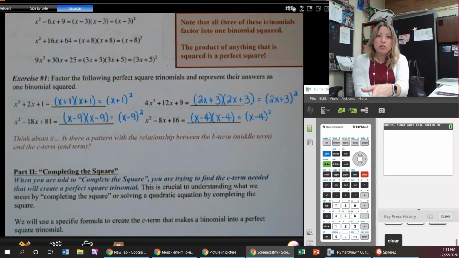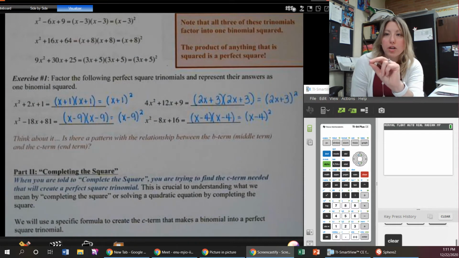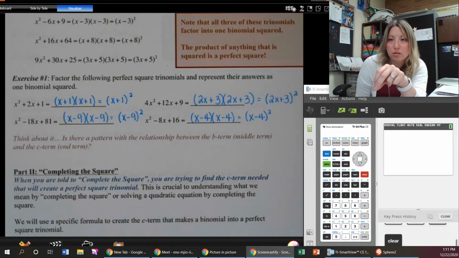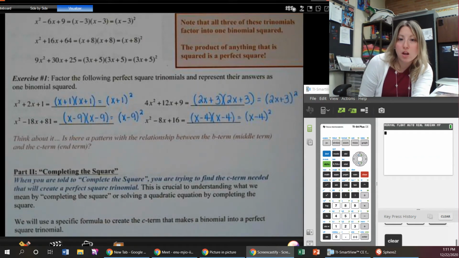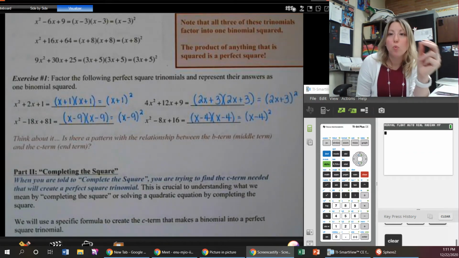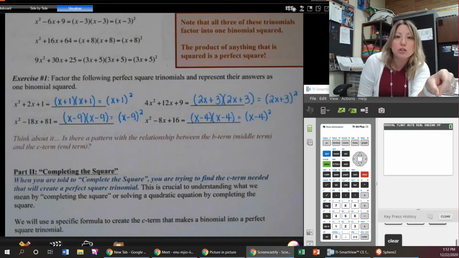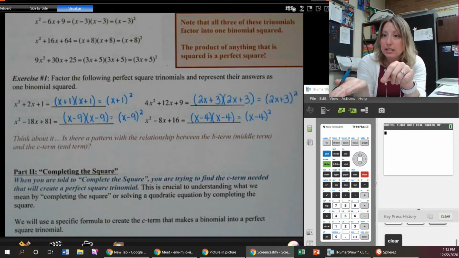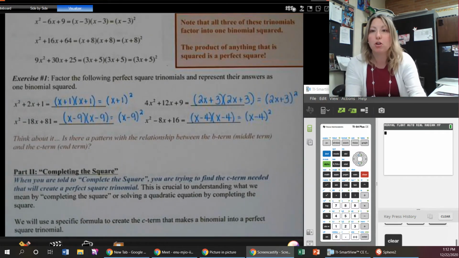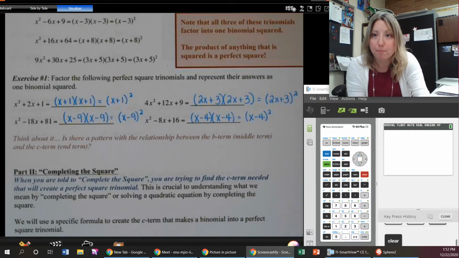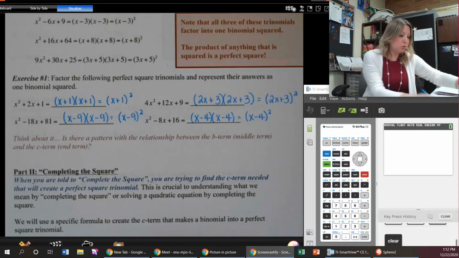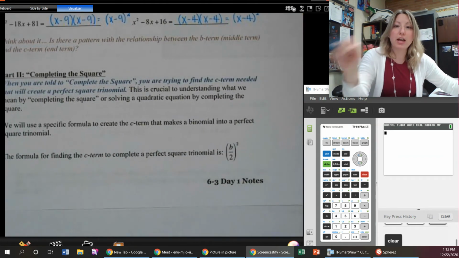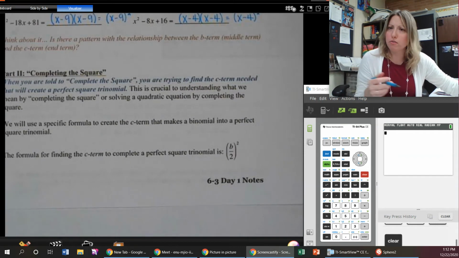That's how we're going to figure out what we call the C term when we create our own perfect square trinomial. When we create our own perfect square trinomial, we are already going to have the ax squared and the bx. We need to insert the correct C to make that whole trinomial a perfect square. We're going to use b divided by 2 squared to put that C term in for ourselves. You might remember that from Algebra 1.